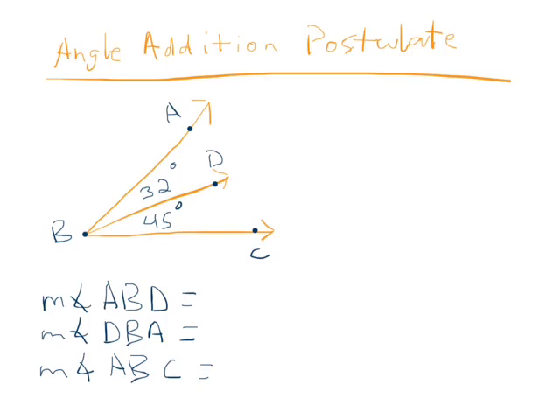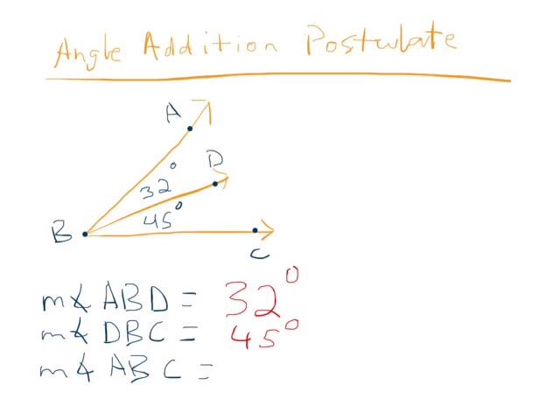So for example, if we look at here angle ABD, the measure of that angle is 32 degrees. So measure of ABD is 32 degrees. And we see the letter M out in front. This means measure. So if we were to measure the angle ABD with a protractor, we would get 32 degrees. Okay, measure of DBA. So DBA, this angle. I'm sorry, that should say angle DBC. So DBC, this angle, the measure of that angle is 45 degrees.